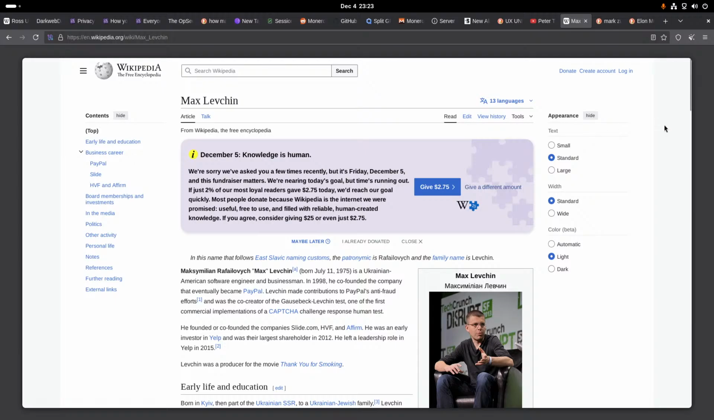Levchin is a Ukrainian-American software engineer and businessman. In 1998, he co-founded the company that eventually became PayPal. Levchin contributed to PayPal's anti-fraud efforts and was the co-developer of the Gausebeck-Levchin test, one of the first commercial implementations of CAPTCHA. Fuck this guy. Affirm is like Klarna. By the way, dude, if this guy is the reason CAPTCHAs exist, I want to fight him with my fist.